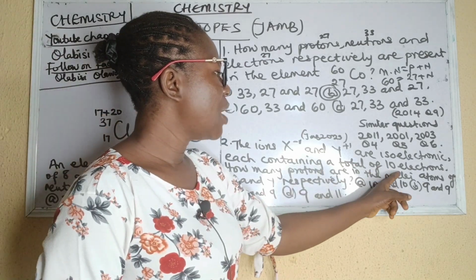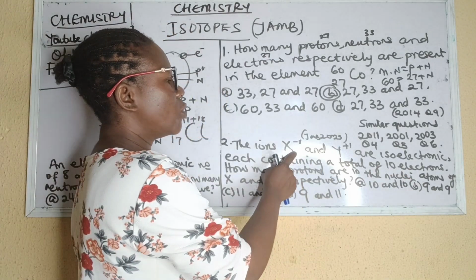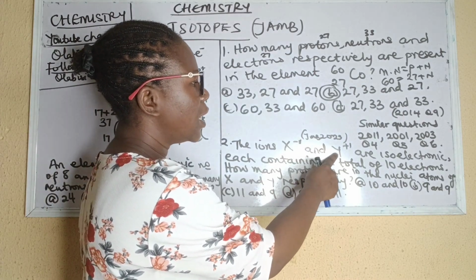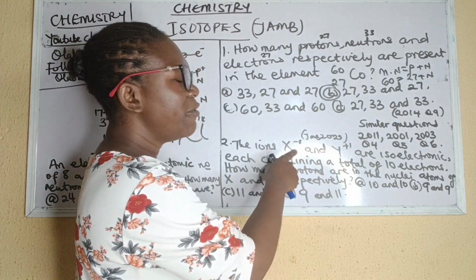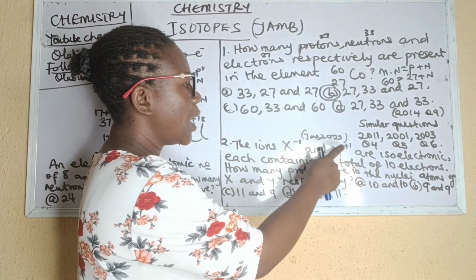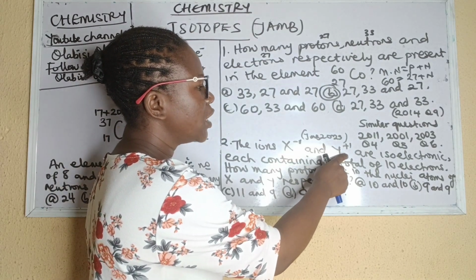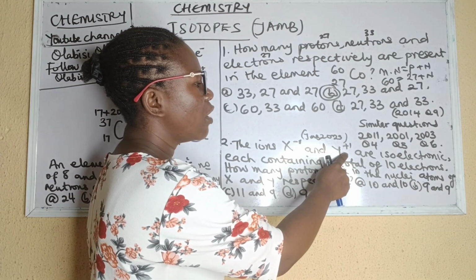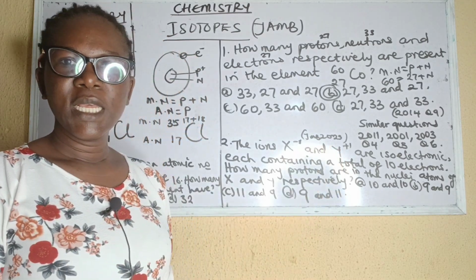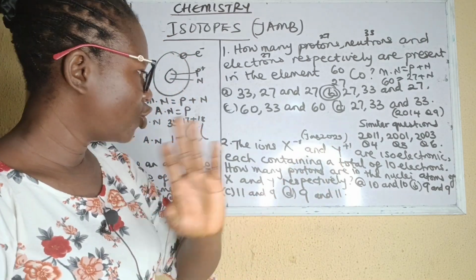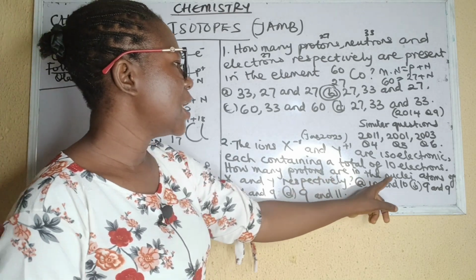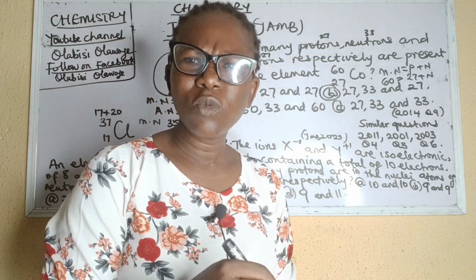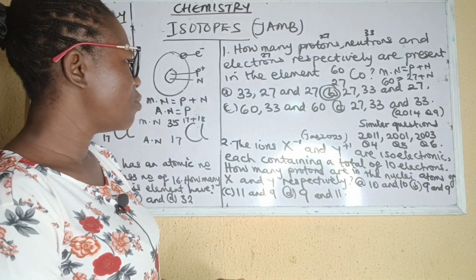So each of them has 10 electrons, meaning that this was originally fluorine, which is 9, and this was originally sodium, 11, which has given out 1. This one gains 1 to become 10, this one gives out 1 to become 10, to attain the nearest noble gas structure. So how many protons are in the nuclear atoms of X and Y respectively? Indirectly, they're asking what their original atomic numbers were.